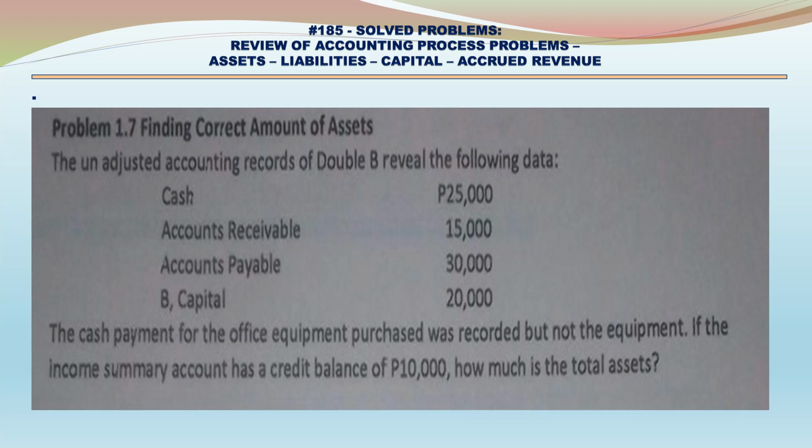The unadjusted accounting records of BB reveal the following data. Cash 25,000, accounts receivable 15,000, accounts payable 30,000, B capital 20,000. The cash payment for the office equipment purchased was recorded, but not the equipment. If the income summary account has a credit balance of 10,000, how much is the total assets?